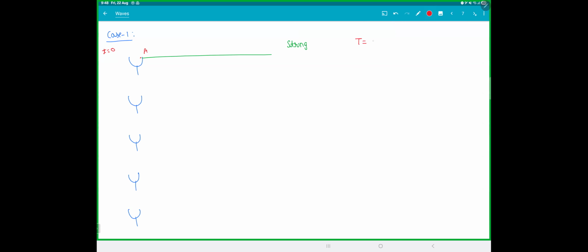We know time period is equal to 1 by f, the frequency. So if I take T by 4, T by 2, 3T by 4, and T. So this will go to the extreme position. Initially it is at mean. So when this goes to the right, what will happen to the string? It will form a small bump here, a lower bump. Basically, you created half the wave. Then when you suddenly pull back, you get a thing like this.